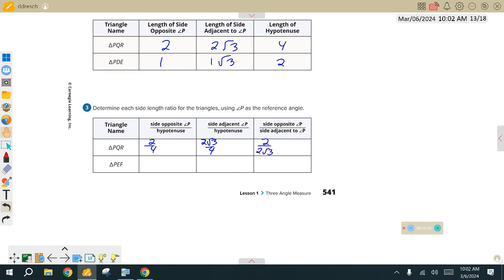Bottom row, one more time: 1 over 2, root 3 over 2, and 1 over root 3. This is, again, my sine, cosine, and tangent. Get to know them. Those are my sine, cosine, tangent ratios. And that's where we're going to pause.